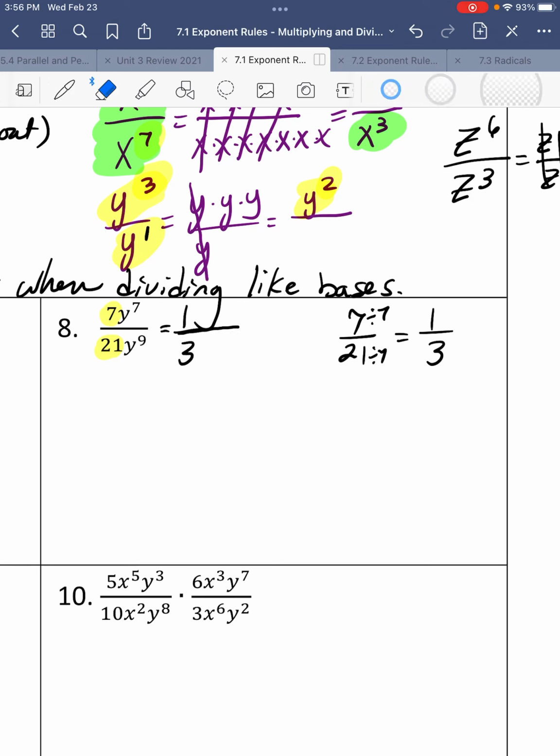Let me erase this a little bit. Then we have y to the 7th and y to the 9th. So I'm going to start with y to the 9th. I'm going to take 9 minus 7 is 2, and because the 9 was in the denominator, I'm going to keep the y in the denominator. There's nothing I can simplify here, and that'd be your final answer.